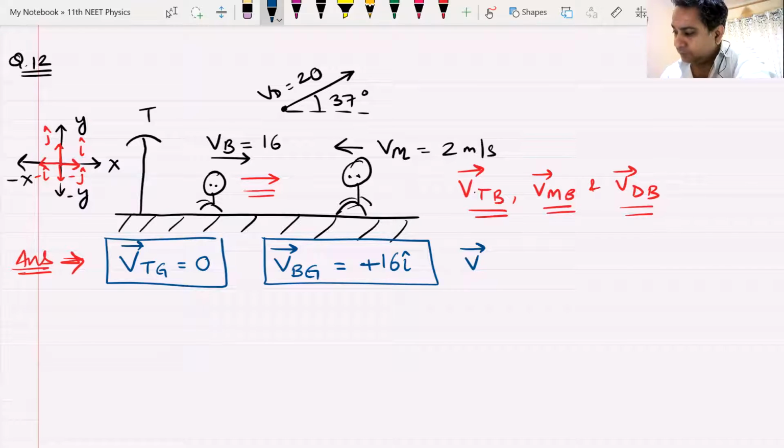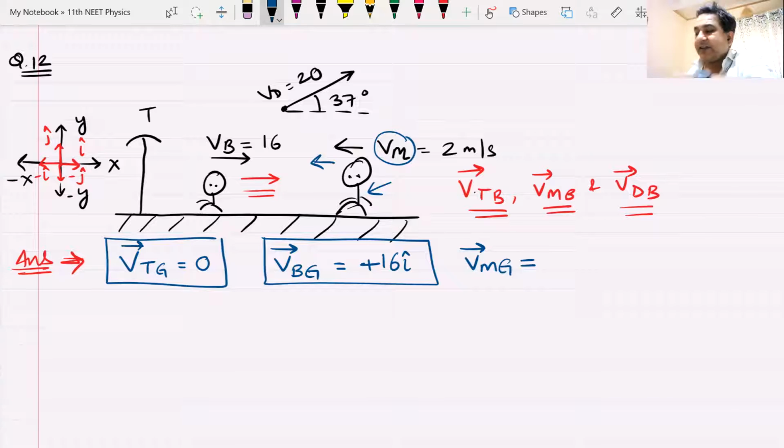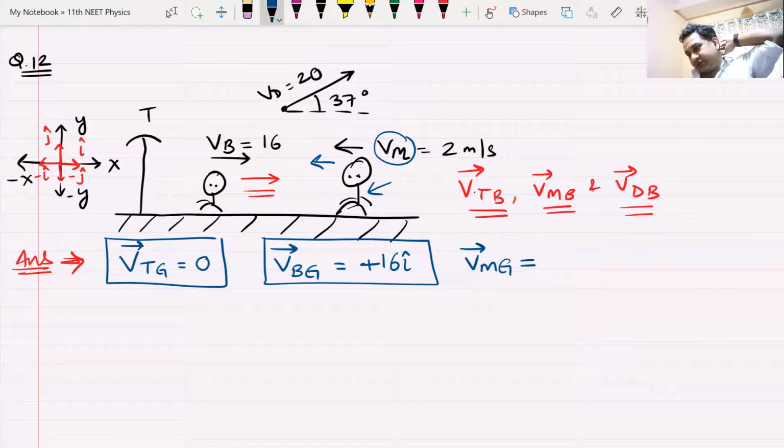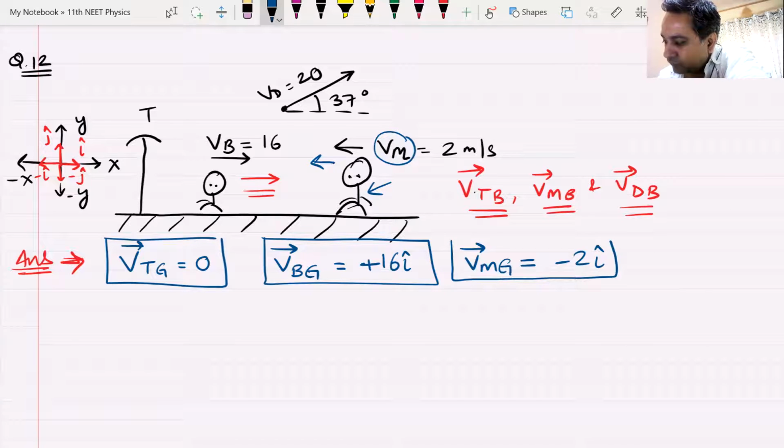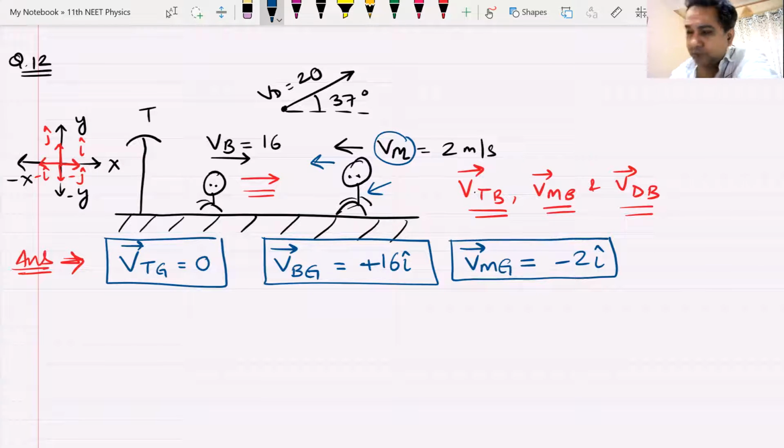So we need to find the velocity of man with respect to ground. Look at the man. This is the man moving like this. How will I write it in vector form, Niharika? Minus 2i. Can you explain why it is minus 2i? Because it is in the direction of negative x-axis. The magnitude is 2. So I write it minus 2i. Well done, Niharika. That is good.